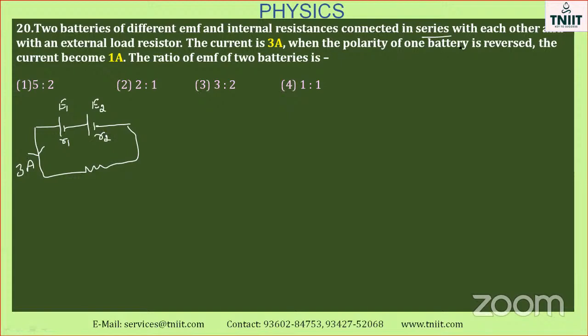When the polarity of one battery is reversed, one polarity is reversed. This is connected to the load resistor. What current is going to flow? Current flowing is 1 ampere. What is the ratio of the batteries they are expecting?